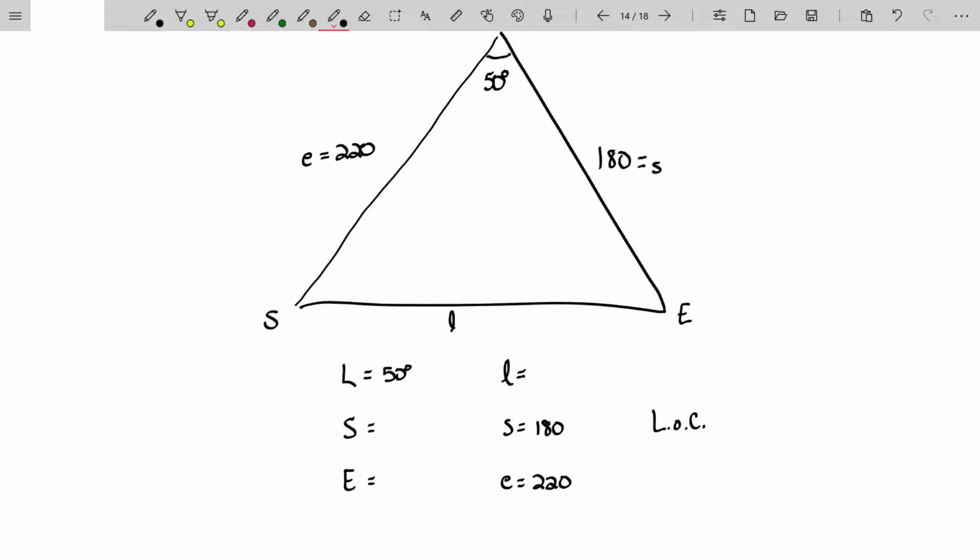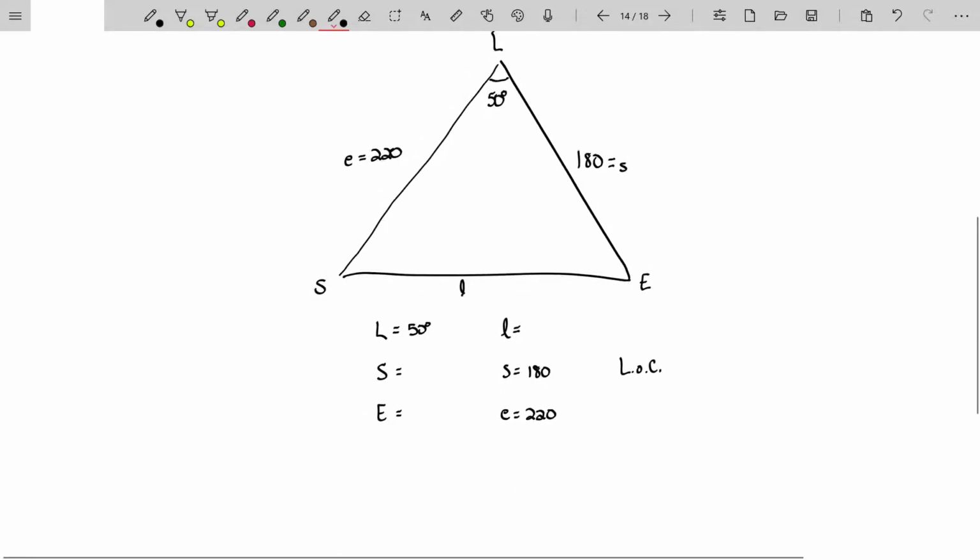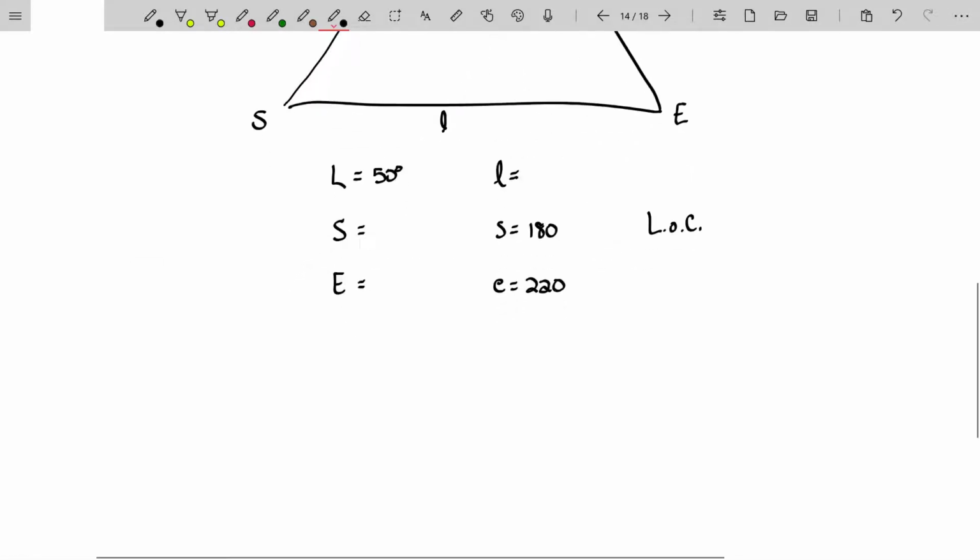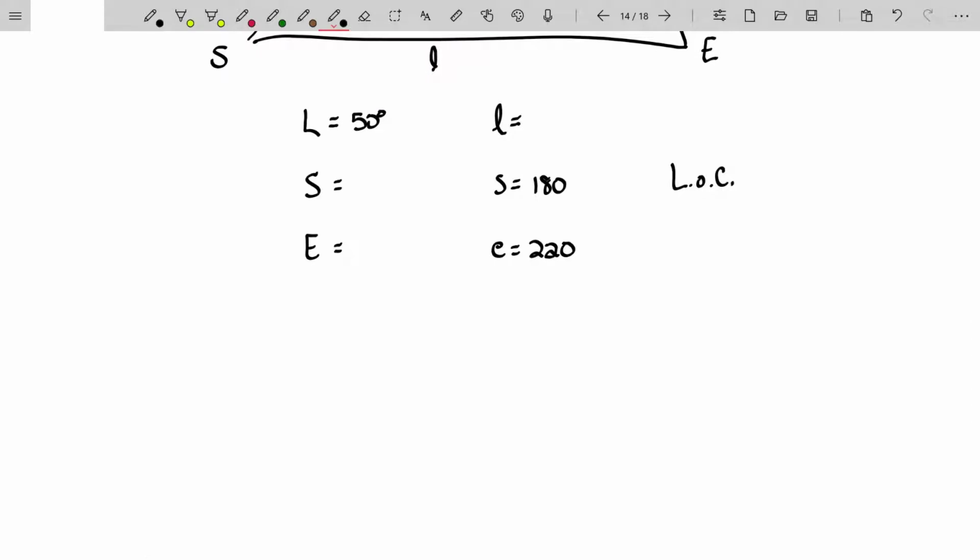This kind of goes with the previous video in the series, which is solving application problems involving non-right triangles using the law of cosines. That was a previous video. So we'll go ahead and find that missing side length L by using the law of cosines. L squared is equal to S squared plus E squared minus twice S times E times the cosine of the angle opposite side L, which is 50 degrees.